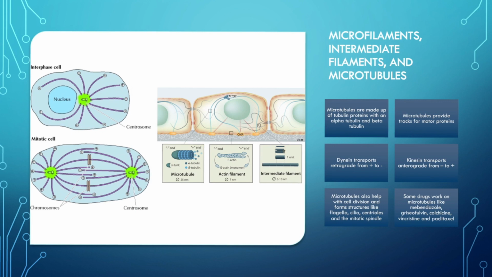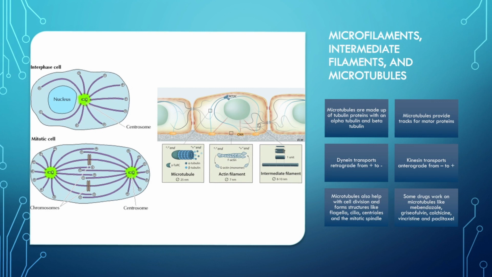Something that's pretty interesting is that there are drugs that act on microtubules, such as mebendazole, which treats parasitic infections, griseofulvin, which treats fungal infections, colchicine, which treats gout, and then vincristine and paclitaxel, which treat cancers.